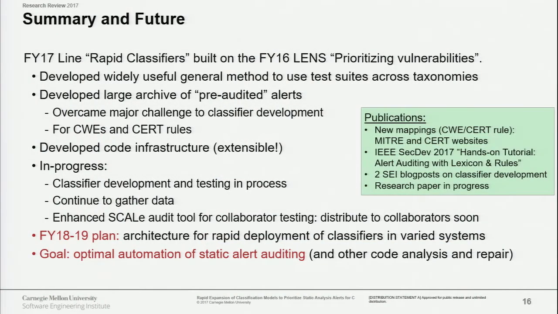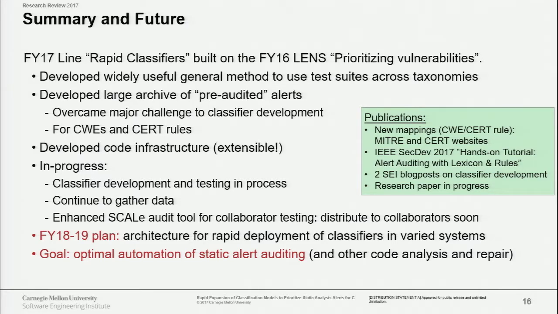So in summary, our work this year built on our last year's work. We developed a widely useful general method to use test suites across taxonomies. We developed a large archive of pre-audited alerts, developed code infrastructure that's extensible, and we're continuing our work developing classifiers and creating more data. And then in FY18 and FY19, we're going to continue this work.